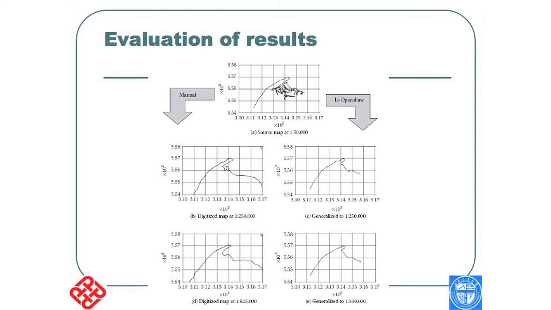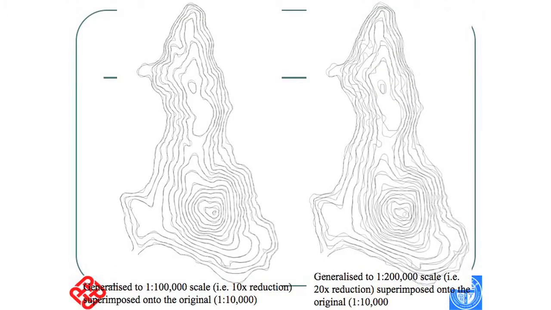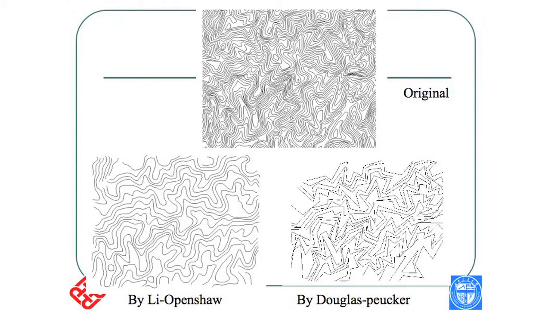For example, this is a coastal line between Scotland and England, digitized from the Ordnance Survey map. This is the result by the algorithm. And contour lines at 1 to 10,000, 50,000, 100,000, 200,000, a 20 times reduction. You can see no problem, no intersection. And if you use others, you can see this kind of result.